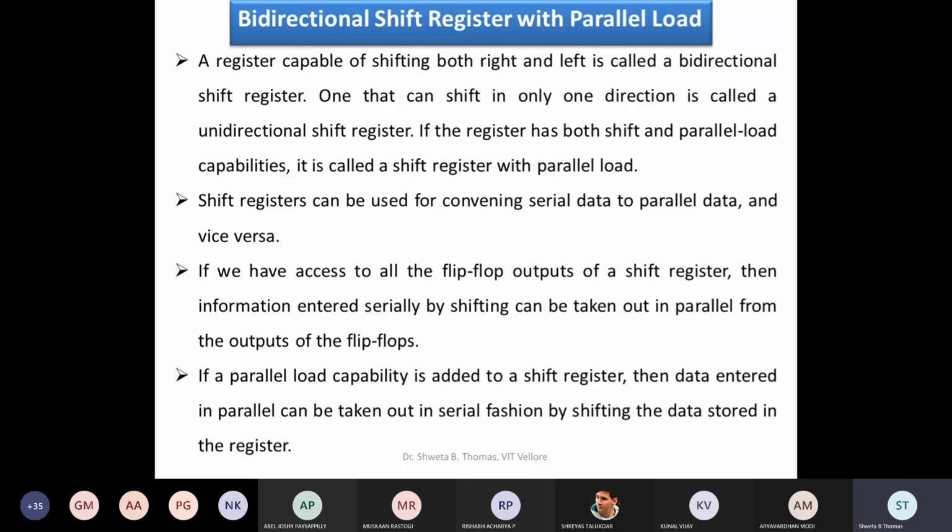See, everything is now theoretical only. You need to understand the concept and accordingly you have to write the answer appropriately. Since it is working in both ways, right and left, that's why it is called a bidirectional shift register. If we have only one directional shift register, either left or right, then it is called a unidirectional shift register. Now, let me show you the diagram first.